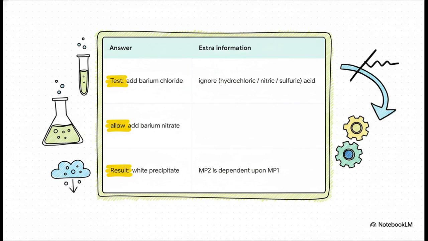And this is where it gets really interesting. Look at that extra information column. It says you can allow barium nitrate solution, so that would also get you the mark. It also tells the examiner to ignore any mention of adding acid, so that wouldn't lose you a mark. But this last point is crucial. Mark point 2 is dependent on mark point 1. That means if you get the test wrong, you can't get the mark for the result, even if you correctly say a white precipitate is formed.